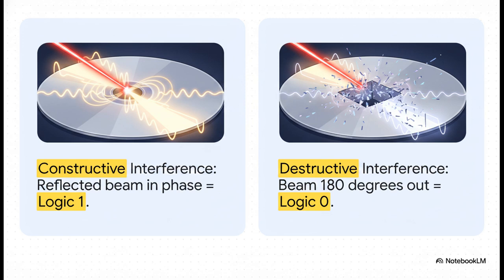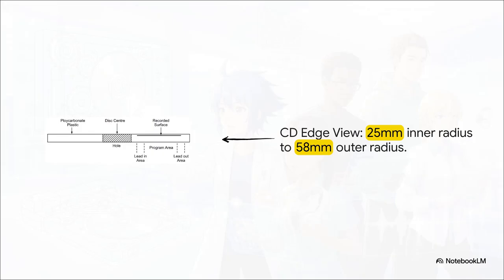But when the beam strikes a pit, it bounces back 180 degrees out of phase. That creates destructive interference, which essentially cancels out the light, and that registers as a logic 0. So cool, right? And here's a fun fact you might not know.